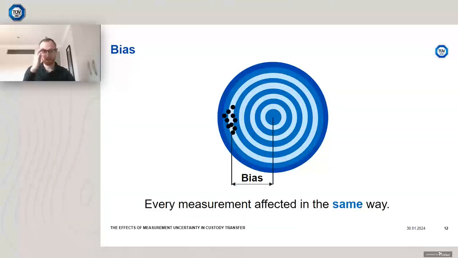So this leads us into bias. This is when every measurement is affected in the same way. You have a relatively repeatable device here, but it's affected by bias. You can correct for bias, but you need to consider the uncertainty in the correction you're making.